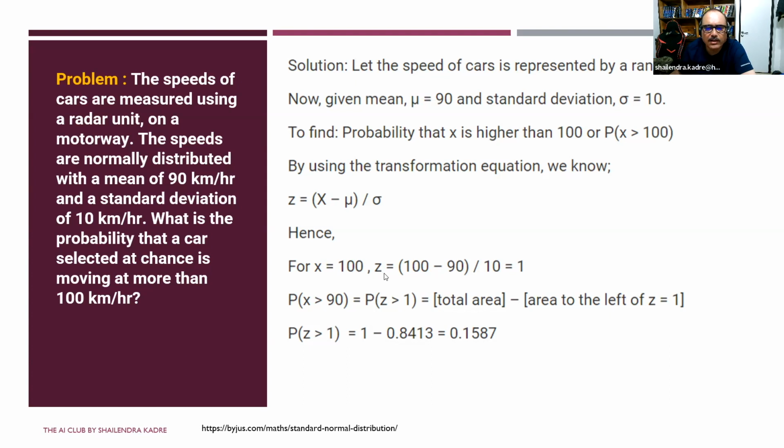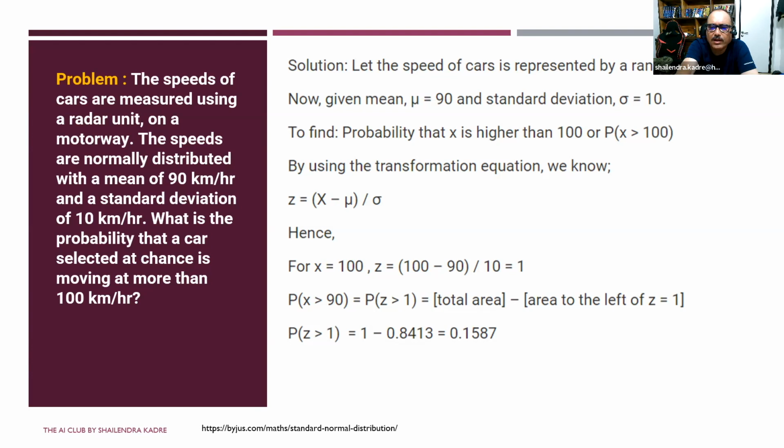So Z value is X minus mu, X is 100, mu is 90, divided by 10, the standard deviation. We got z equal to 1. So now in this we have to find out the area of the curve towards the right of the curve or towards the left of the curve. Right of the curve, right? Because we want more than 100 kilometers. So we want the right area.